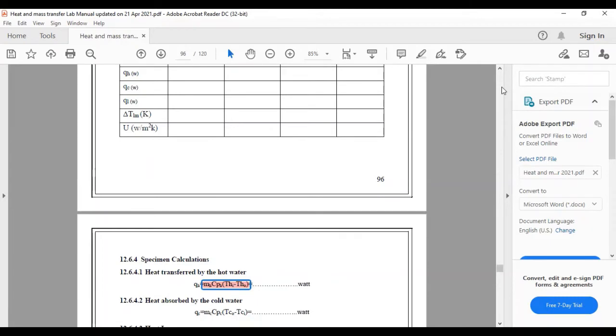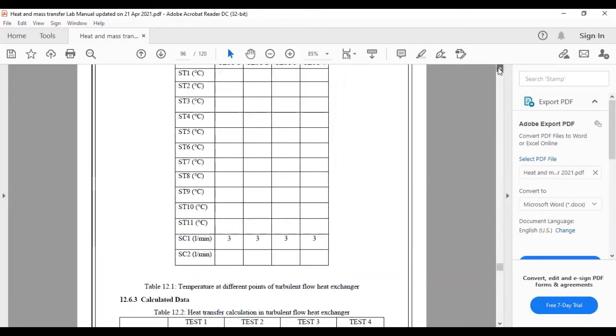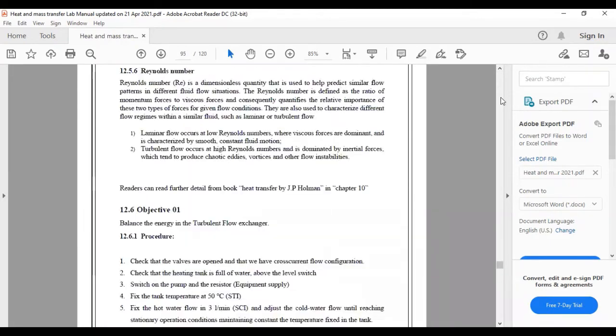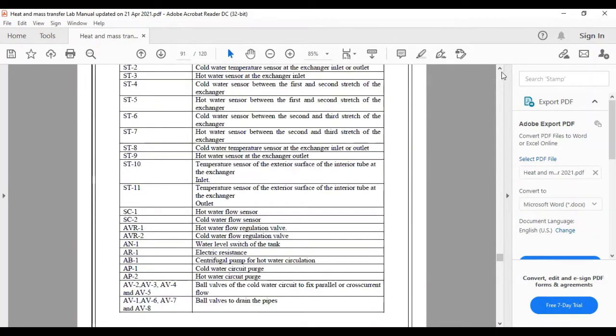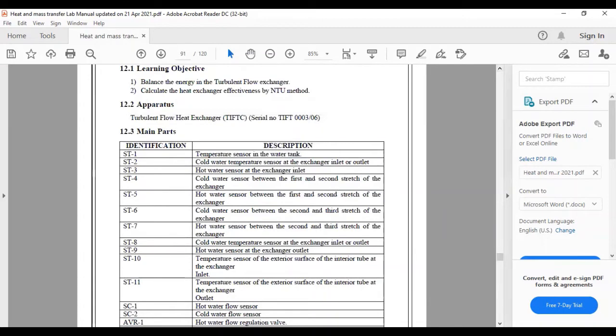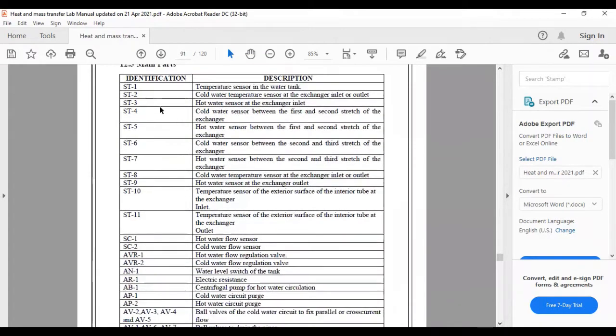So from all of these values, ST1, ST2, ST3, we have already mentioned on some page which sensor represents which area or passage. So you can see that this ST3 is the hot water sensor at the exchanger inlet. So that will be used as THI.